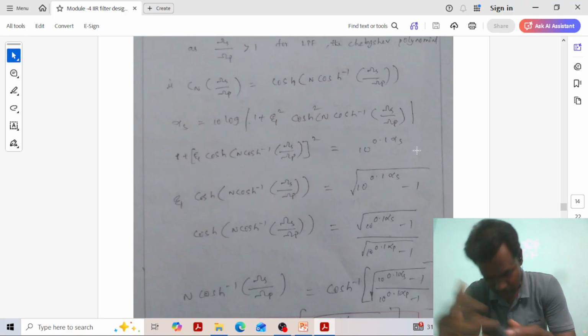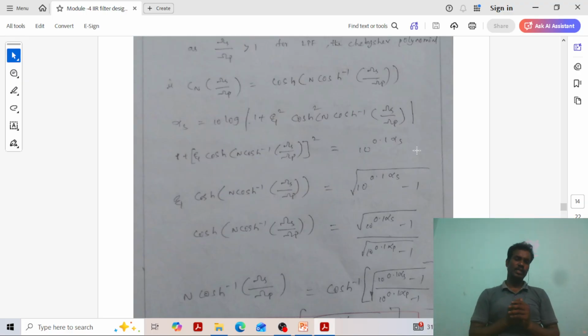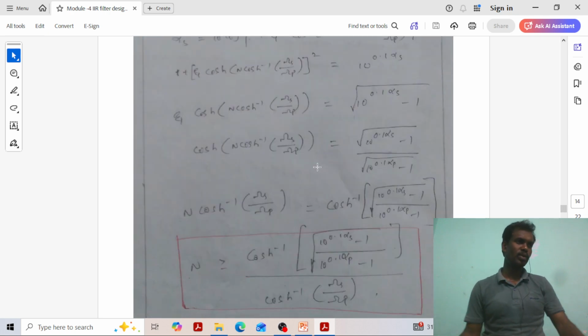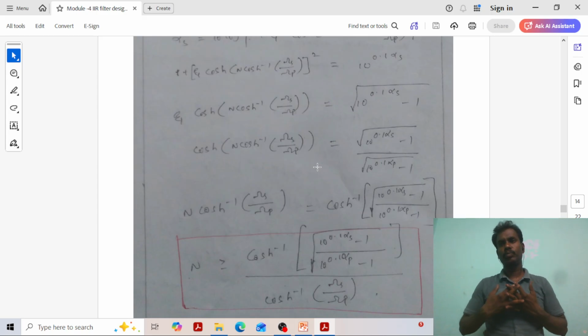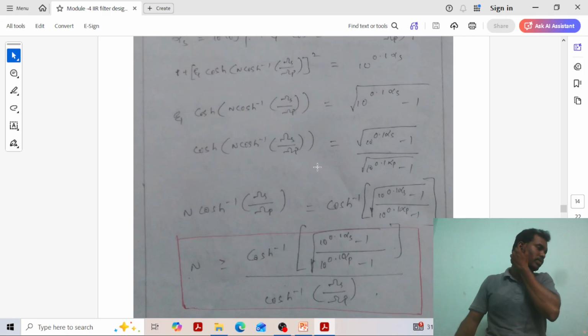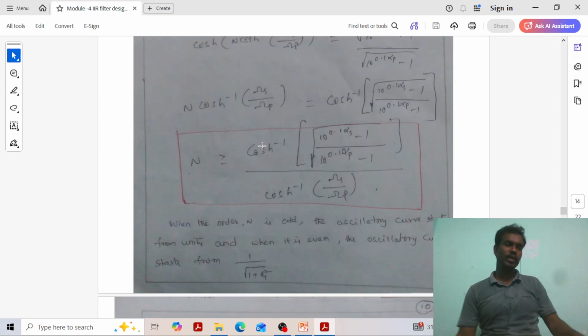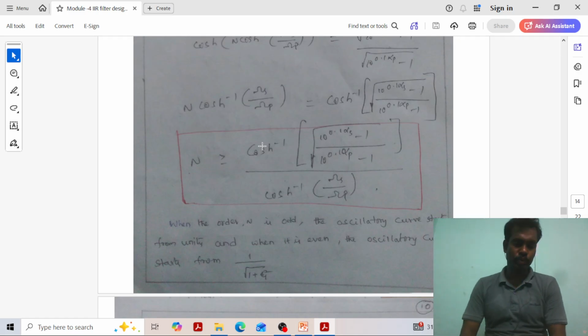After finding the order, we want to find out the poles of the transfer function. Here the poles of the Chebyshev transfer function are equal to a cos pi k plus jb sin pi k. It is on an ellipse. Previously, Butterworth filter poles are on the circle, so it is e power j pi k. But here it is an elliptical formula, a cos pi k plus jb sin pi k. So we have to get the complex poles. The poles are located on an ellipse shape.